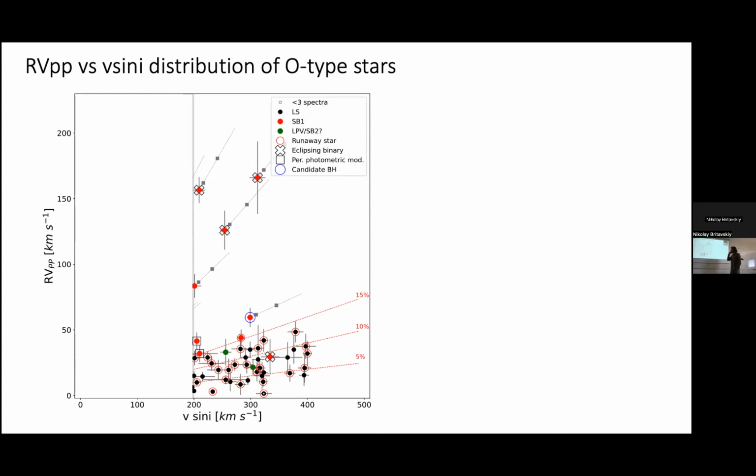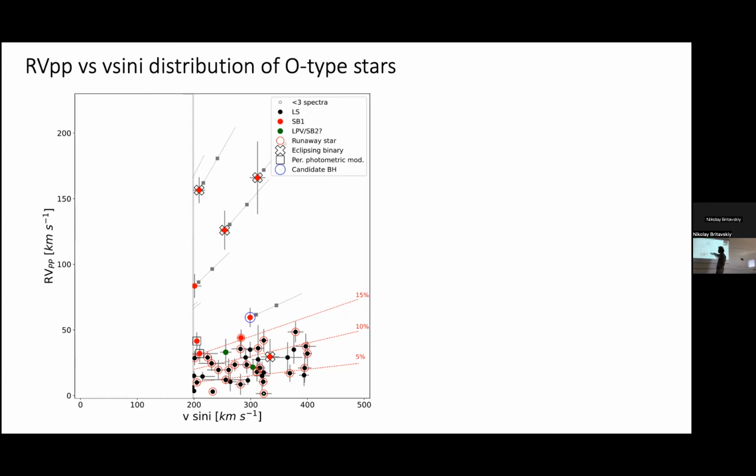So here I'm selecting the vsini versus peak-to-peak radial velocity for the target. Peak-to-peak is the amplitude of radial velocity in a given epoch. So we see that clearly we have some binaries as SB1 systems, most of which are eclipsing binaries, which are labeled accordingly. And a huge fraction of likely single stars, among which the majority are runaways.